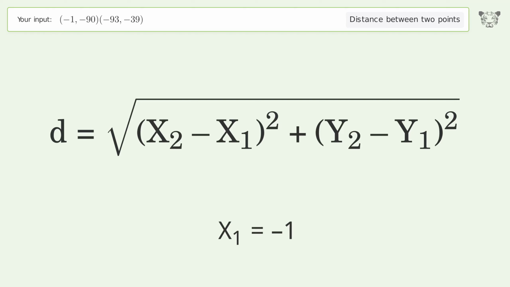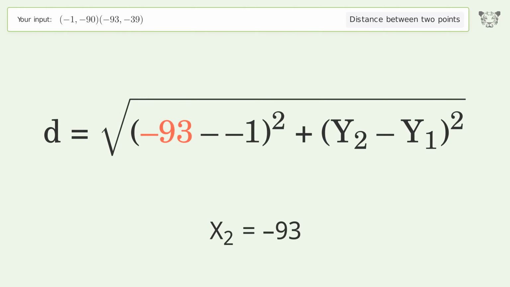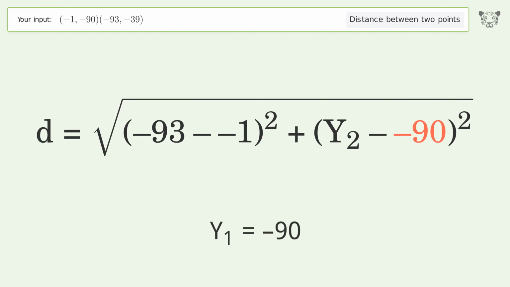x1 equals -1. x2 equals -93. y1 equals -90. y2 equals -39.